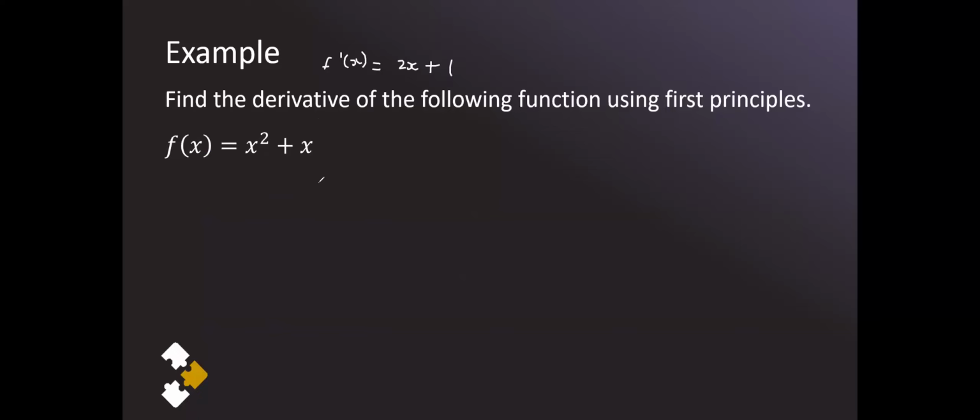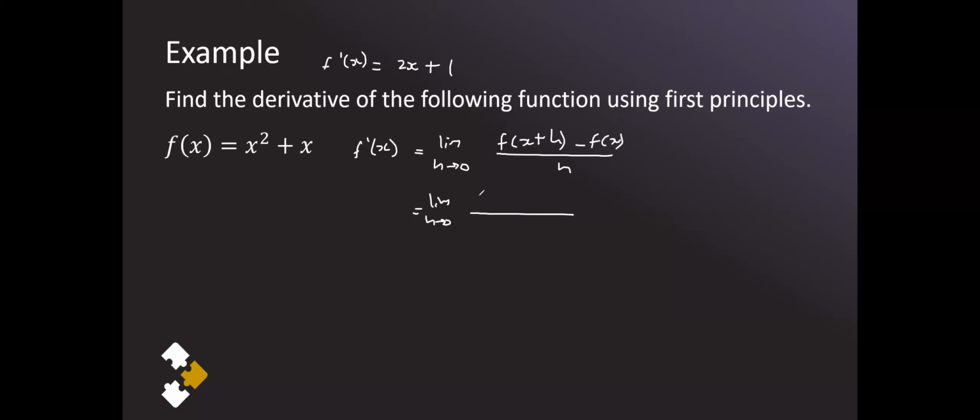Now, let's try to differentiate that. f prime of x equals the limit as h approaches 0 of f of x plus h minus f of x, all over h. And notice something, I'm not going to drop the limit until the very end. So the limit as h approaches 0 of x plus h, but originally it was squared.